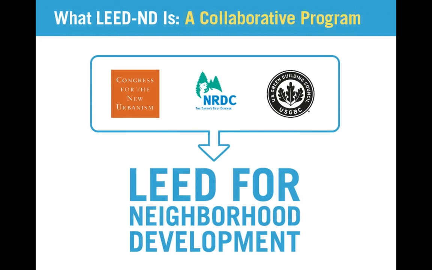The LEED for Neighborhood Development rating system was born as a result of a partnership between the Congress for the New Urbanism, the Natural Resources Defense Council, and the U.S. Green Building Council. It was first conceived in 2002, and the rating system integrates the principles of smart growth, new urbanism, and green building into the first national standard for green neighborhood development.